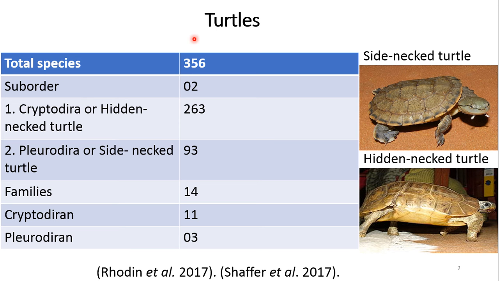The turtles contain a total number of 356 species, and they are divided into two main suborders. One is Cryptodira, or hidden neck turtles, and the second is Pleurodira, which contains 93 species. These are divided into 14 families: the Cryptodira consist of 11 families, and Pleurodira contain 3 families. So these are side neck turtles, and these are hidden neck turtles.